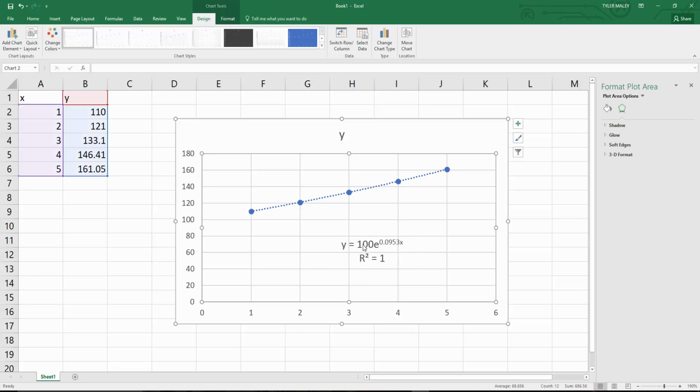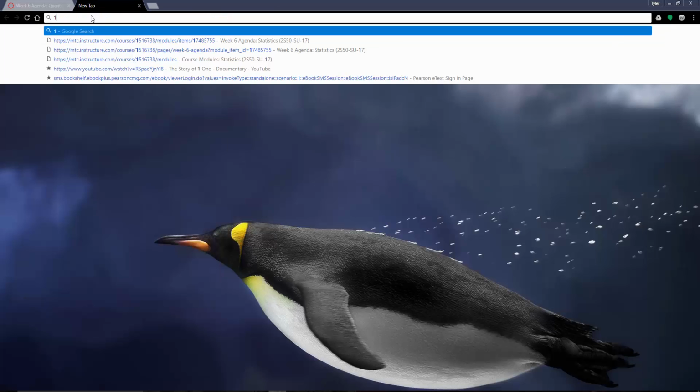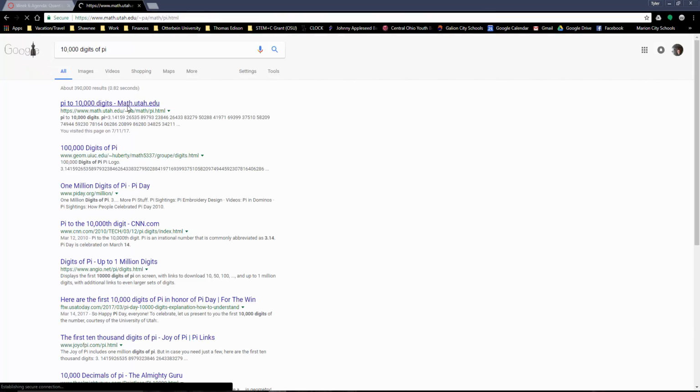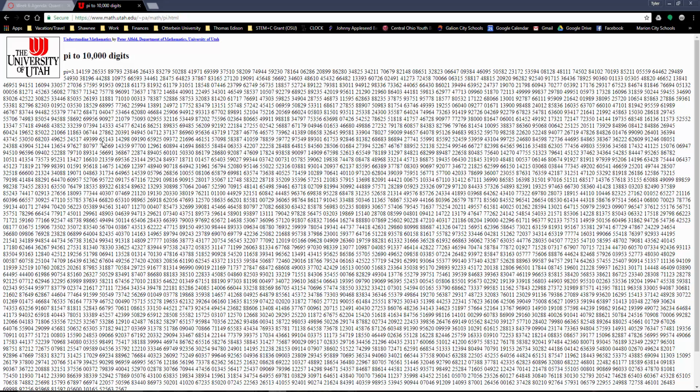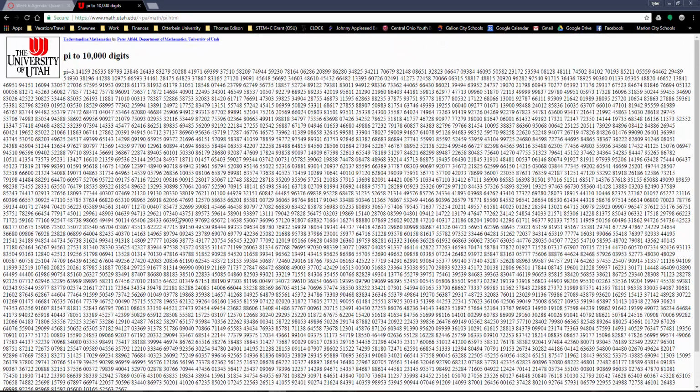One thing you want to notice is this equation is in a different format using this e number. This e is called Euler's number. Euler's number is simply a constant like pi. If I were to Google, say, 10,000 digits of pi, we can get this. This is a website that lists out 10,000 digits of pi. Notice at the end it still has dots. The digits of pi never end, and they never have a pattern. So this is an irrational number, which means it's a number I cannot write as a fraction. That's why we use a fancy symbol, pi, for it.